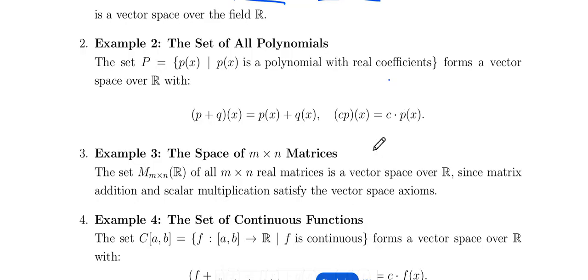So another example: the set of all polynomials. The set of all polynomials is the collection of the polynomial p of x, where p of x is a polynomial with real coefficients. The coefficients are real numbers. Okay, that forms a vector space over R, where R is the field. How to define this one?